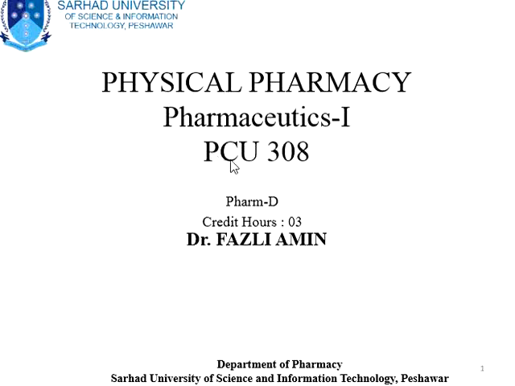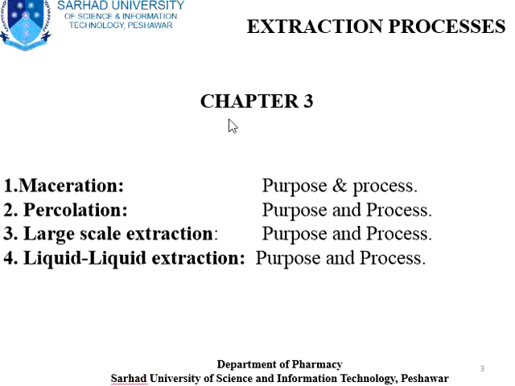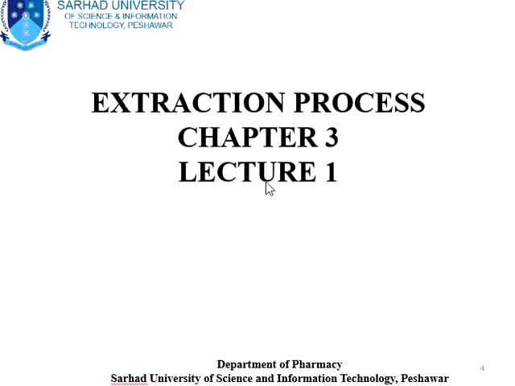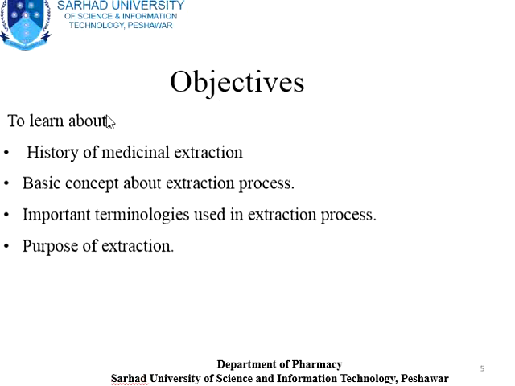The course code is PCU 308, which is a 3 credit hour course. This is chapter number 3 of our syllabus, and that includes 4 topics: maceration, percolation, large scale extraction, and liquid extraction. This is the first lecture of this topic. The main objective of this first lecture is to learn about the history of the medicinal extraction, the basic concept about the extraction process, important terminologies used in the extraction process, and the sole purpose of the extraction.